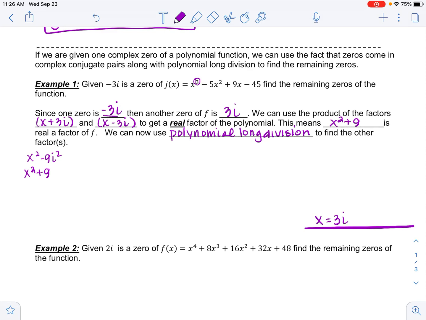So they gave me negative 3i is a 0. I already know positive 3i is a 0. Okay, so there's 1. I just need the next one. I'm not listing negative 3i as one of my answers because they gave it to me.